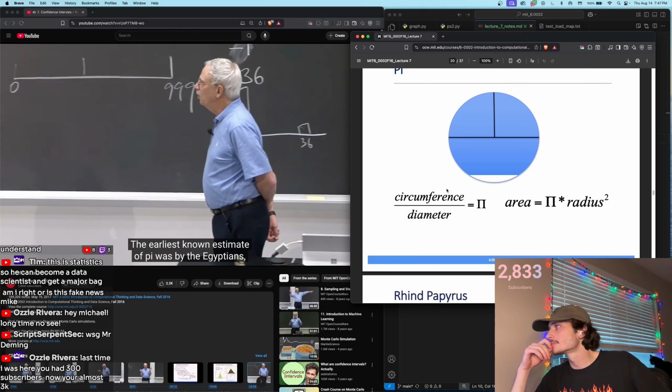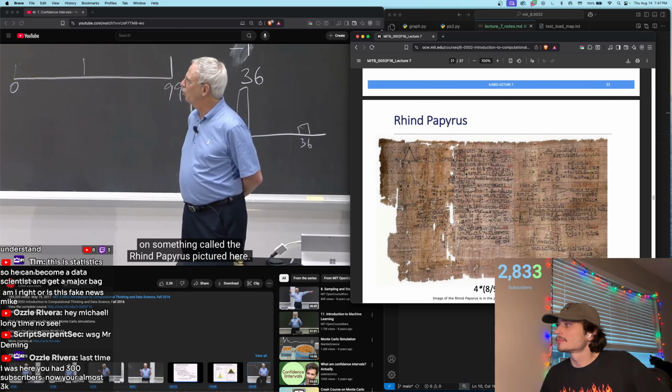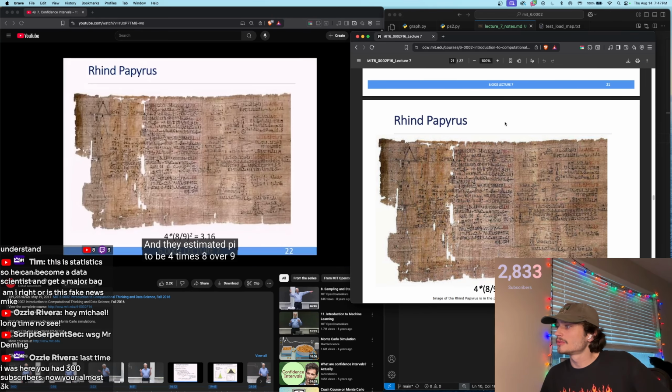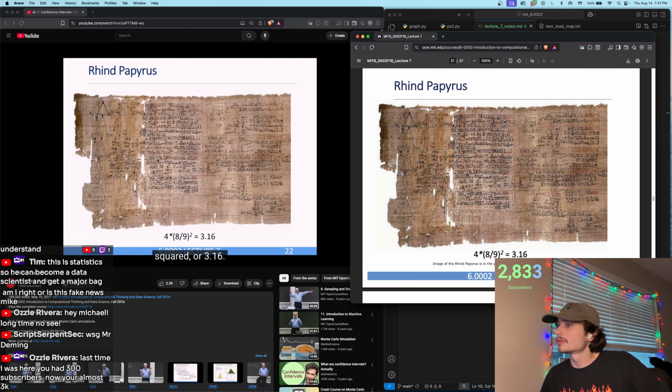The earliest known estimate of pi was by the Egyptians on something called the Rhind papyrus, pictured here. And they estimated pi to be 4 times (8/9) squared, or 3.16.